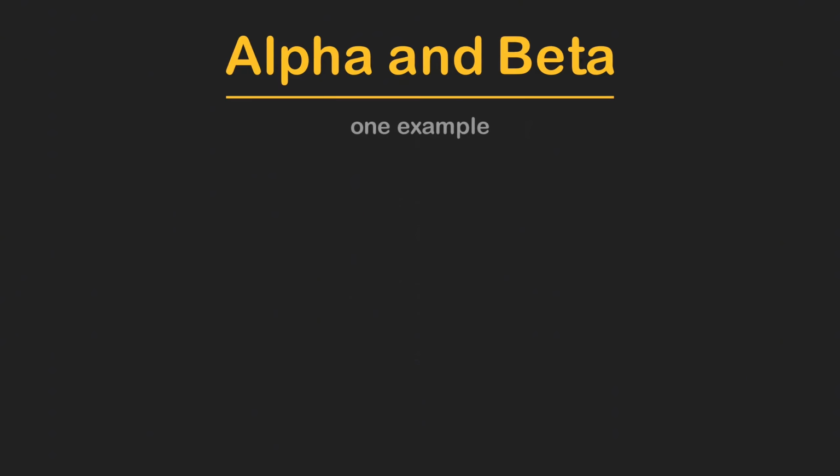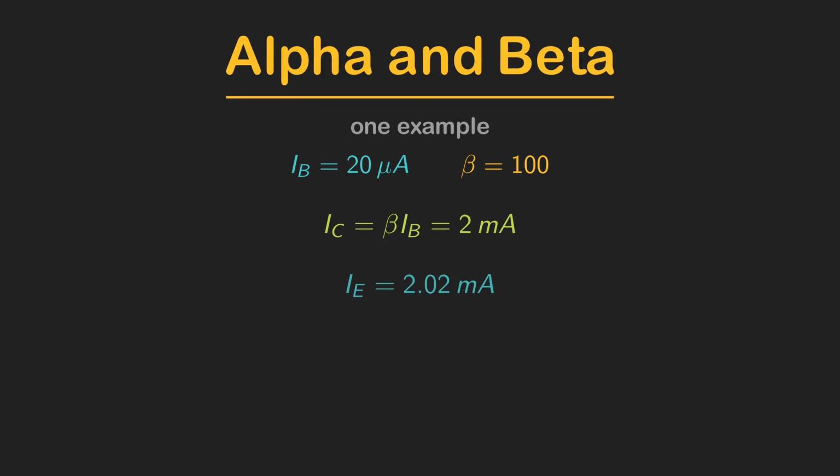Let me make all of that concrete with one example. Suppose the base current is 20 microamps and beta is 100. Then the collector current is 2 milliamps. The emitter current is 2.02 milliamps. And alpha is 2 divided by 2.02, which is about 0.99. Notice how every number lines up cleanly.